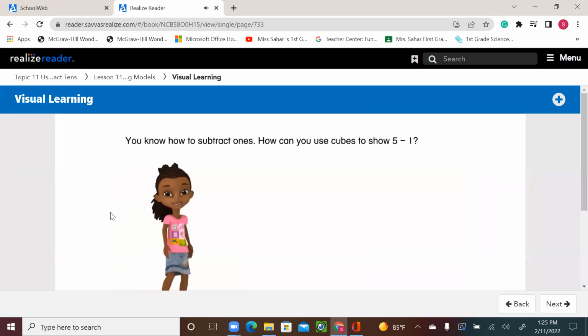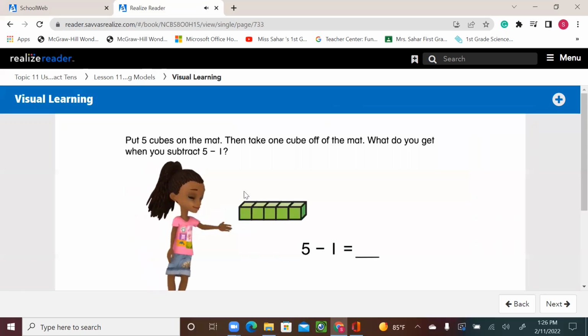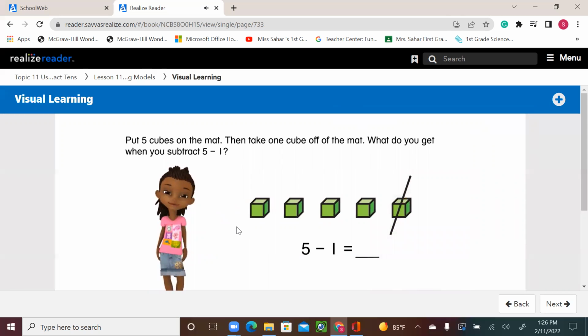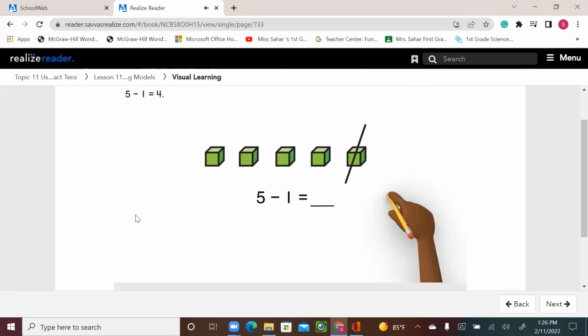You know how to subtract ones. How can you use cubes to show 5 minus 1? Put 5 cubes on the mat. Then take 1 cube off of the mat. What do you get when you subtract 5 minus 1? All right, so we have 5 cubes. I take off 1. That leaves me with 1, 2, 3, 4 cubes. So 5 take away 1 or 5 minus 1 equals 4.